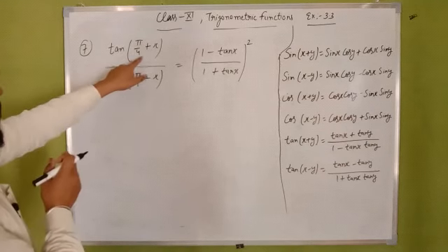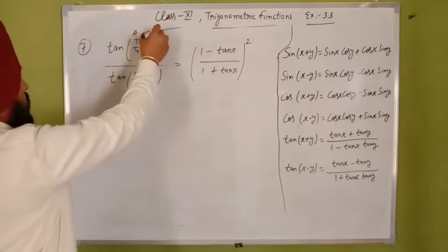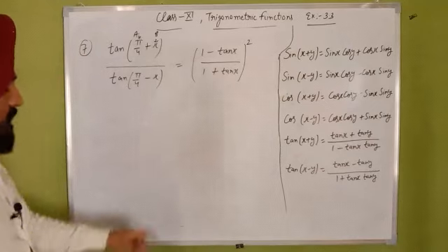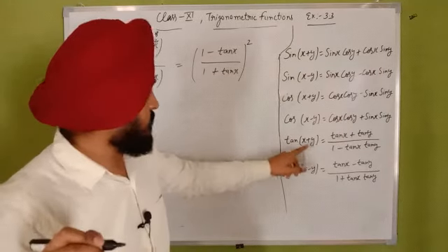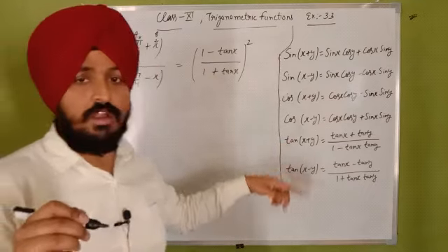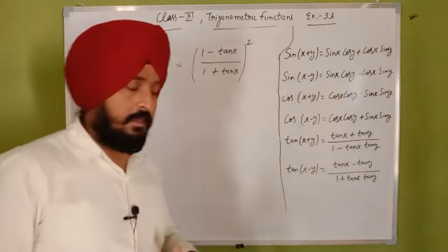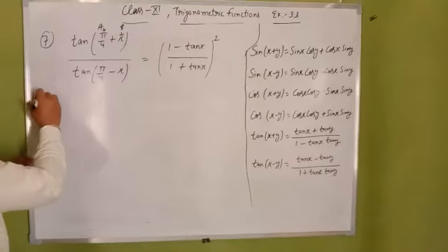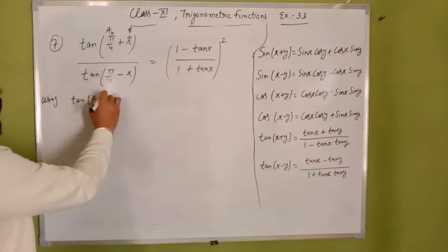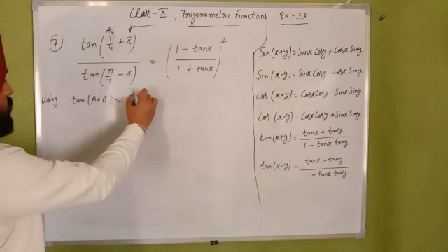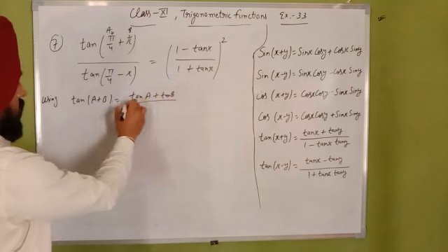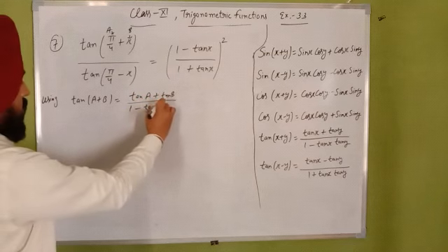That is tan(a + b). You can choose pi/4 as a, x as b here. Yes, tan(a + b). Since we already have x there, we have to choose the identity in terms of a and b. So we are using tan(a + b) is equal to (tan a + tan b) upon (1 - tan a tan b).